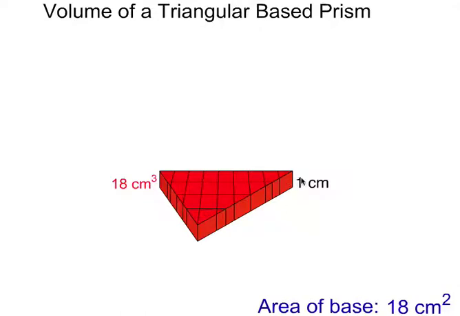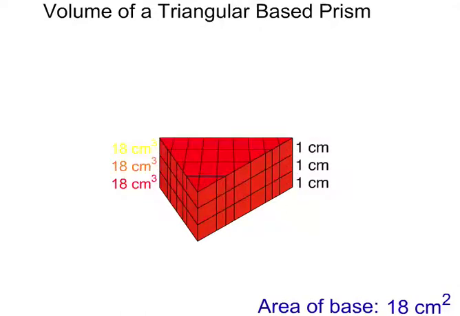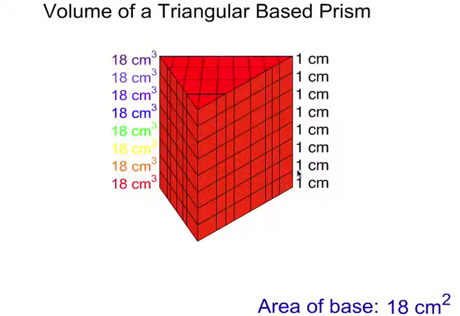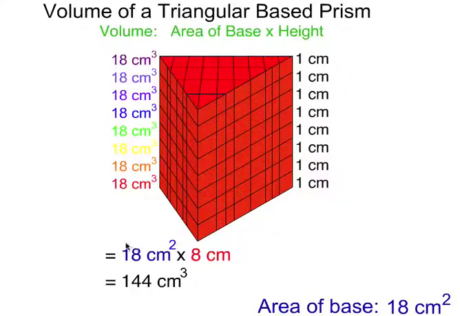Okay, so let's look at it this way. Let's say we had 8 centimeters of height, right? That's like having 8 layers that are each 1 centimeter thick, and each layer has a base area of 18 centimeters squared. So we know that the volume of each of these layers is going to be 18 centimeters cubed, and we've got 8 of them. That's why we can always take the area of the base and multiply that times how many layers we have. So it's area of the base times height.